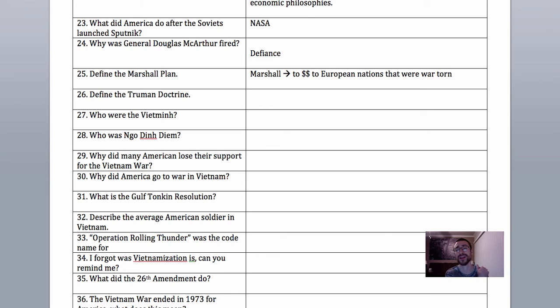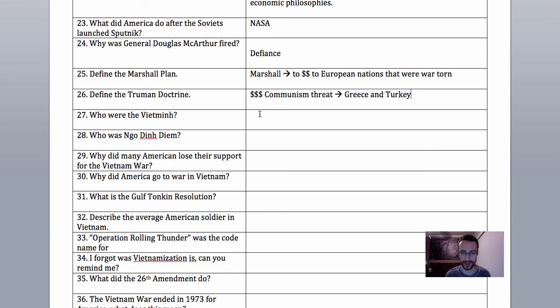Remember, communism kind of looks good when these nations are not doing so good. But if America gives them money, then hey, everything will be good. This idea was to stop the spreading of communism. Truman Doctrine, same idea, but a little bit different. This is to give money to any nations that are threatened by communism. So money for communism-threatened countries. The first two were Greece and Turkey.